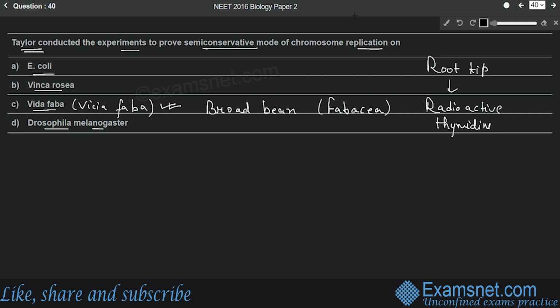And this was not the first time this kind of experiment was conducted, because semi-conservative mode of chromosome replication was already proved by Meselson and Stahl the first time on E. coli. It was done by Meselson and Stahl in 1958, and after that Taylor conducted this experiment. Since the question is asked about Taylor, the correct answer is option number C.